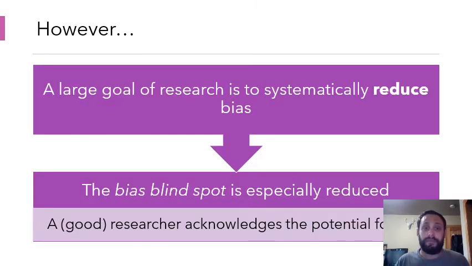However, a large goal of research is to systematically reduce our bias. One of the biases that is especially reduced is the bias blind spot, because we as researchers acknowledge the potential for bias. We're already helping ourselves out by doing that. Whereas with experience, it's very hard to really account for your own biases. So your bias blind spot is relatively large. You don't know what biases you're prone to. Whereas in research, we're able to actually go look for them and acknowledge that this exists. So even though biases always exist, we're always trying to reduce them as much as we can.